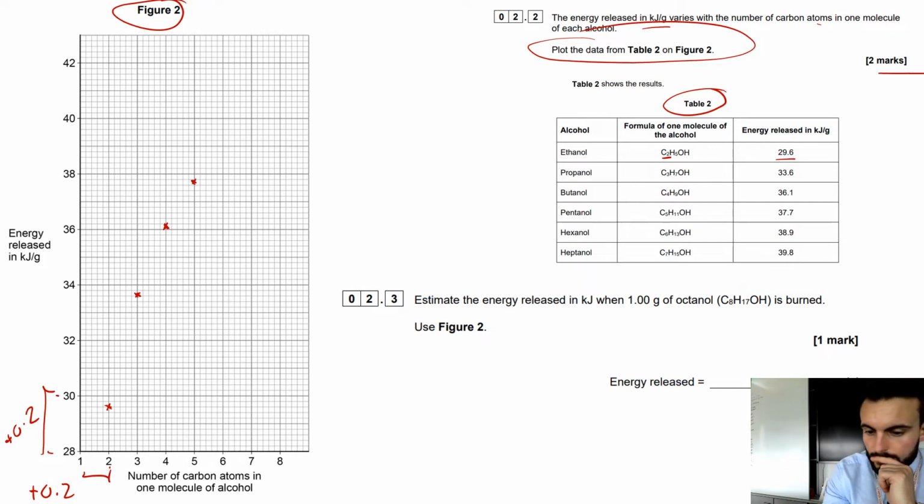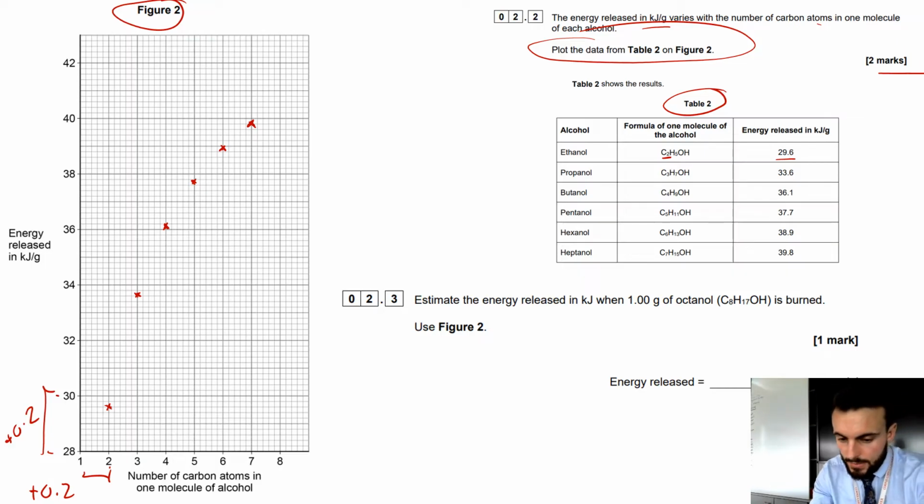Then you go 6, hexanol, along to 6, up to 38.9. So that's going to be half a small square lower than where 39 would be. And then 7 carbons, 39.8. So that's go up to 40, and then go down 1 small square.